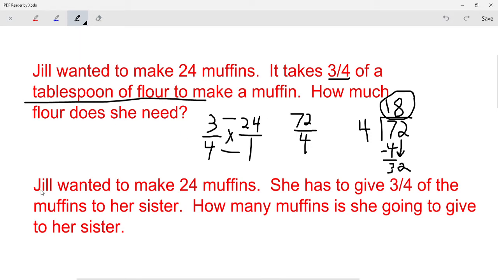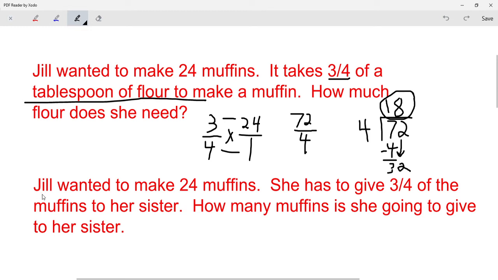Now I wanted to go over the second one. So this is the first type of multiplication problem, a typical multiplication word problem. They're just throwing in fractions. This one could be, if you wanted to make 24 muffins and it takes 2 tablespoons of flour to make a muffin, you would also just multiply 24 times 2, and in that case it would be 48. But this one is specific to fractions.